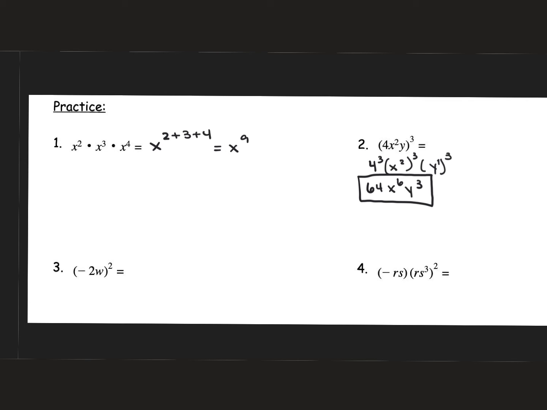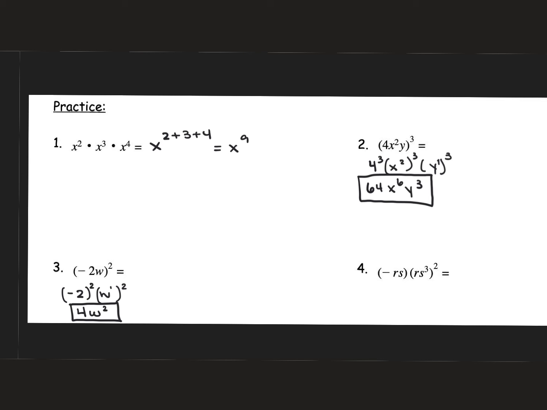Same thing here for number 3. So I have negative 2w, and that's all being raised to the power of 2. So I have negative 2 being raised to the power of 2, and w being raised to the power of 2. Negative 2 squared gives me 4. Remember, w has an exponent of 1, so 1 times 2 gives me 2. So I get 4w squared.